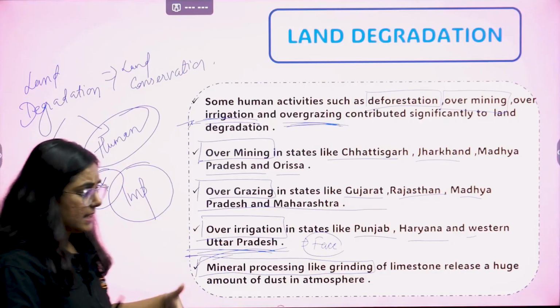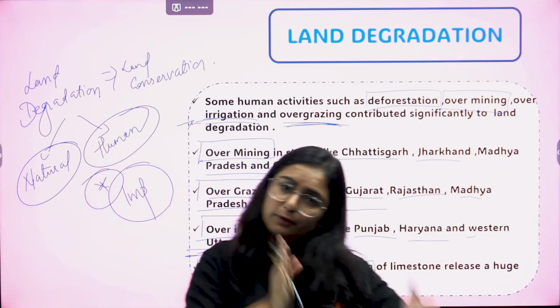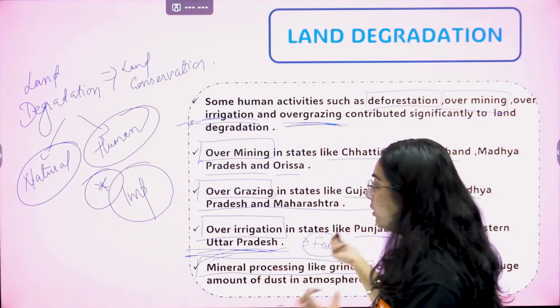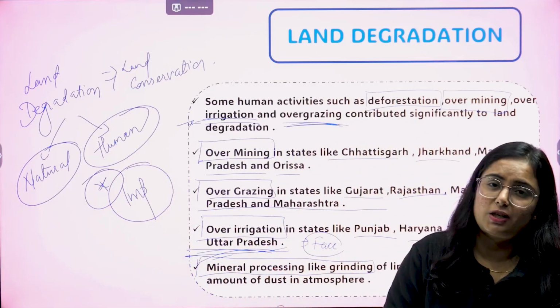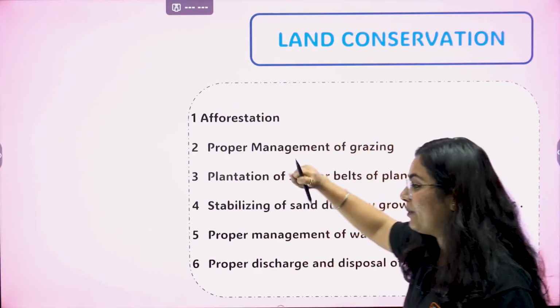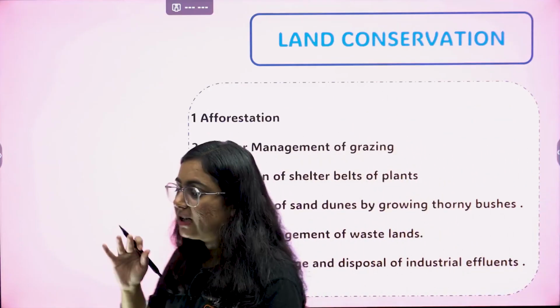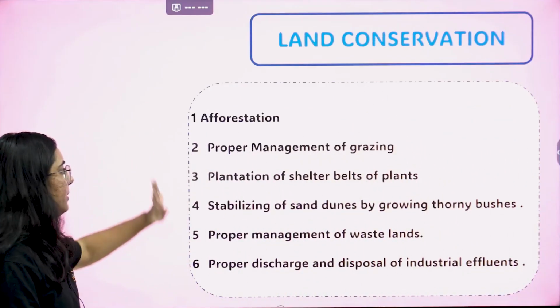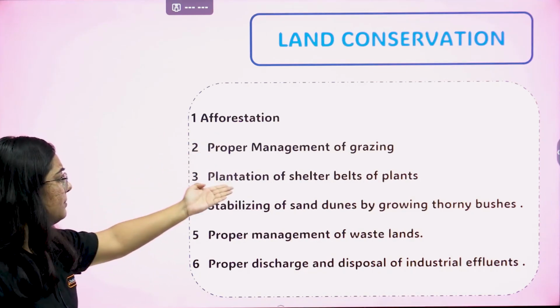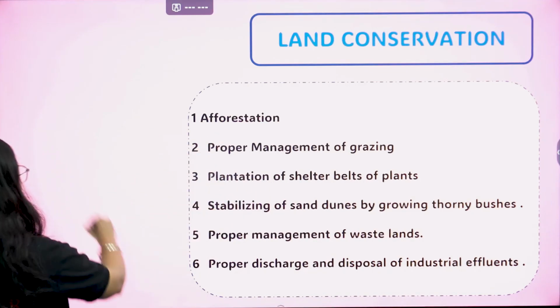Now everything has a solution. If deforestation is a problem, then do afforestation, grow more crops. If over irrigation is a problem, stop it. So now let us talk about some of the points for land conservation, and the first among them is afforestation, proper management of grazing, plantation of shelter belt.